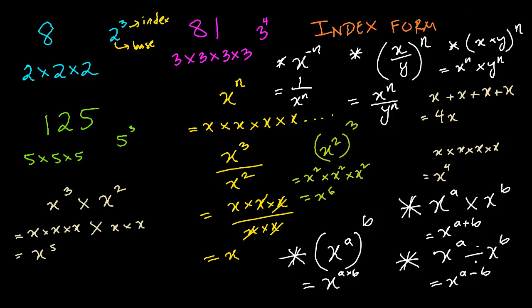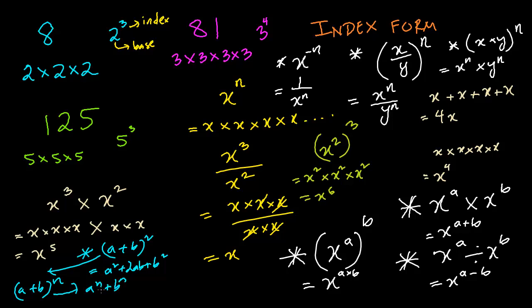But this will not work in the case of addition, because if we have (a plus b) whole square, we know it is not a square plus b square, it is a square plus 2ab plus b square. So we cannot write (a plus b) to the power n as a to the power n plus b to the power n. This cannot be written. Same with minus. So this is very important to remember. This form only works if the variables are divided or multiplied.